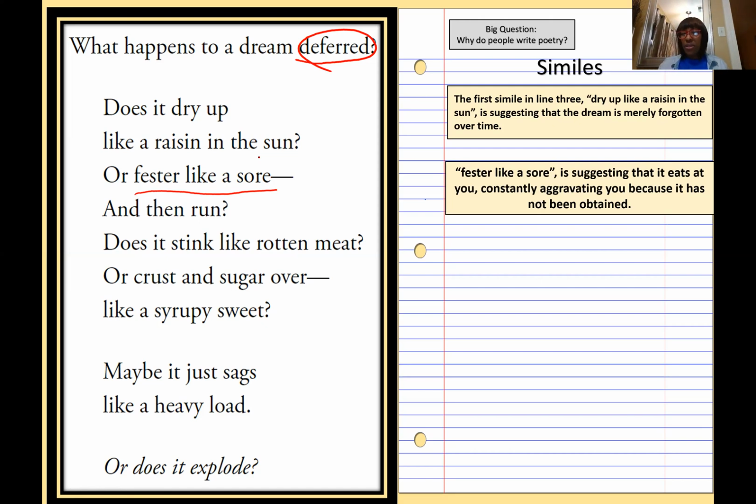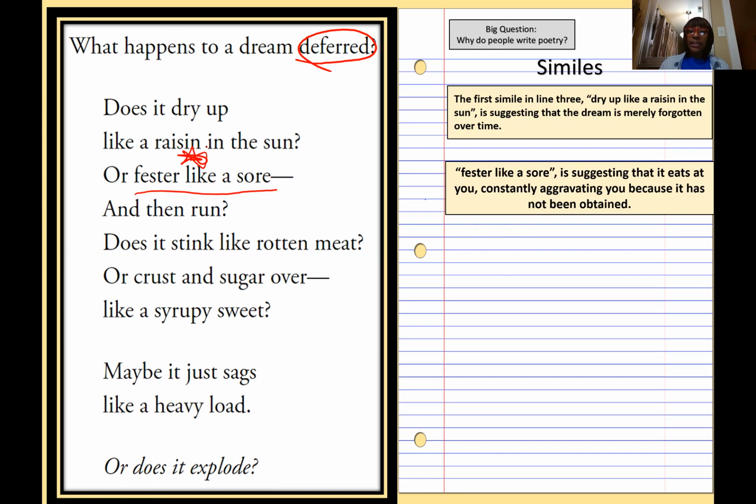What's a sore? Well, if you scrape your knee, you hurt yourself when you're out playing, you have a little scab. Well, a sore is something that's aggravating. It's something that's uncomfortable. You have to clean it. You have to get a Band-Aid for it. It sometimes bleeds. It hurts often. So Langston Hughes is saying that the dream deferred, the dream that you put to the side, it festers like a sore. A sore is something that's not positive. So I put as a simile, fester like a sore, because I see the word like.